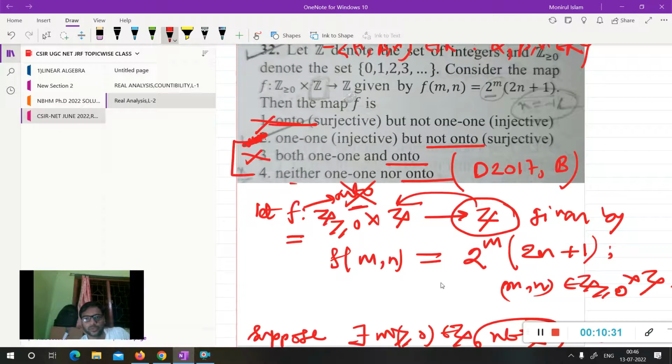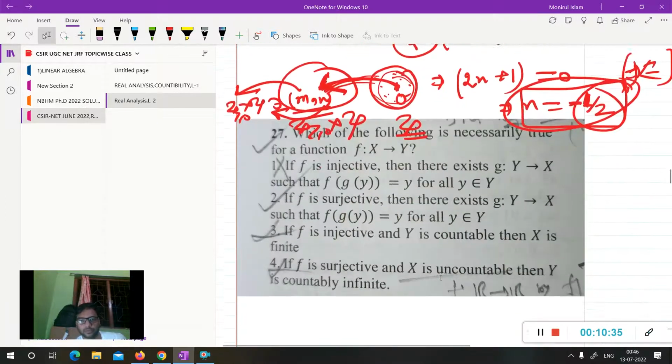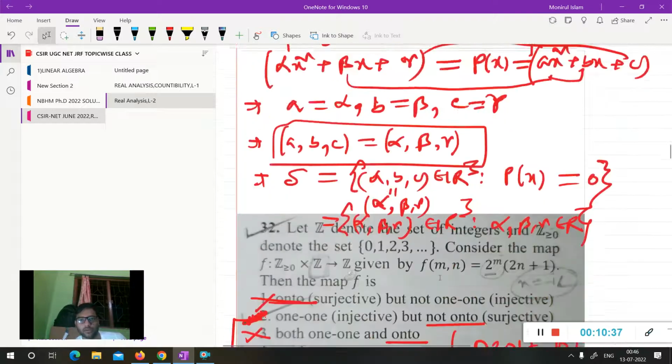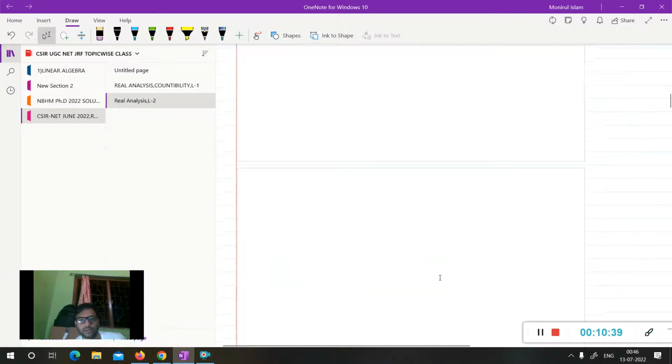Neither one-one nor onto. Okay, so now I have to check the injectivity. So I am checking the injectivity here, to see whether it is injective or not.